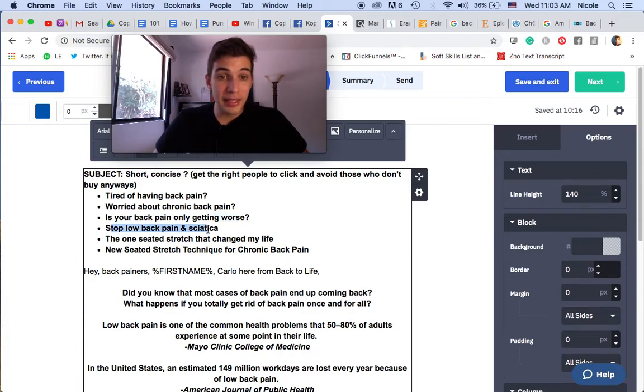Stop low back pain and sciatica. This word sciatica, the psychology behind it is that you might not know the meaning, but if you have back pain and you see this different word, it not only arouses your curiosity, but it makes you think that maybe that's your answer. That's the thing that I need to know.